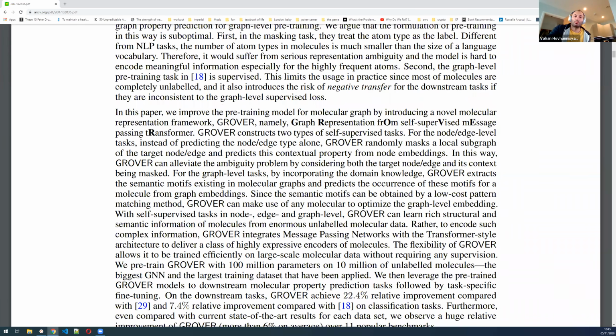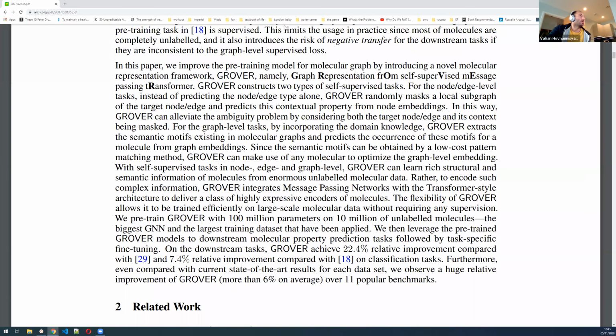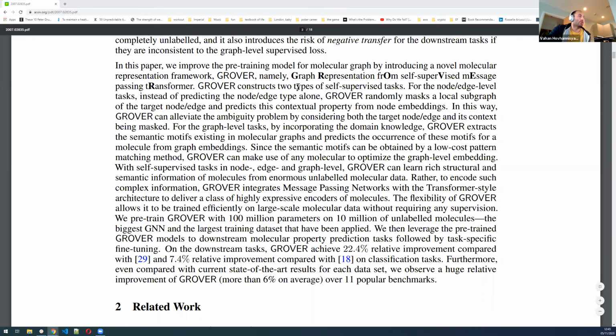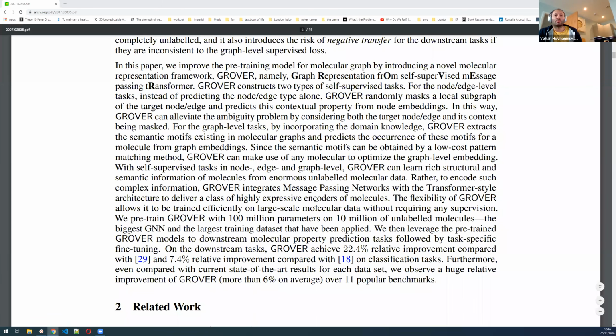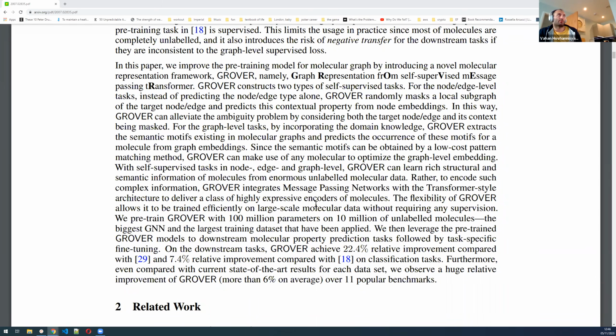Other comments here? No? Okay. Cool. Oh yeah, and from the GNN perspective, they use a message passing network, which is quite a general way to represent graph neural networks. We'll get into them in a moment.